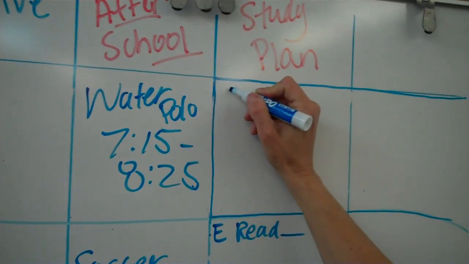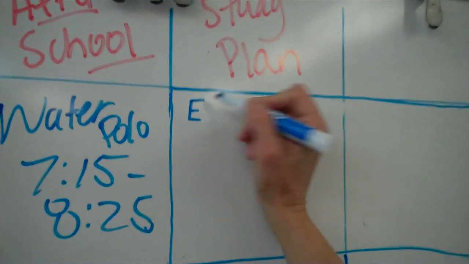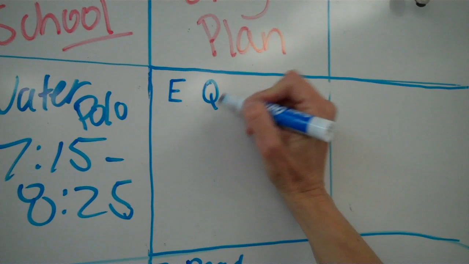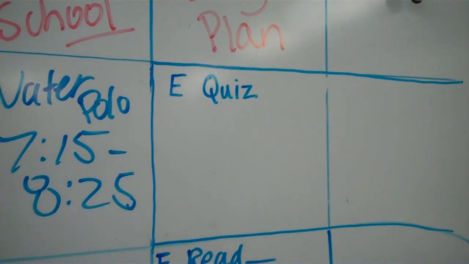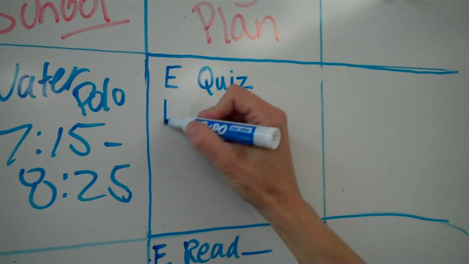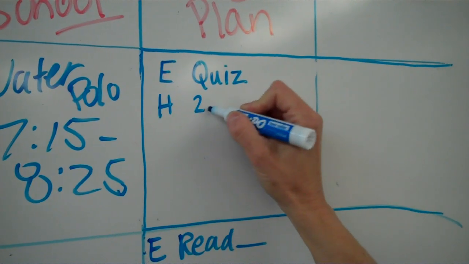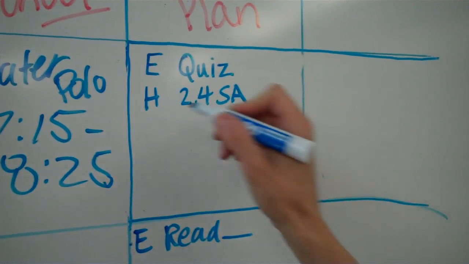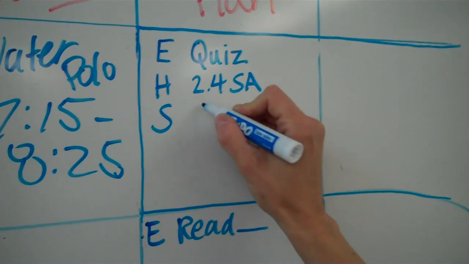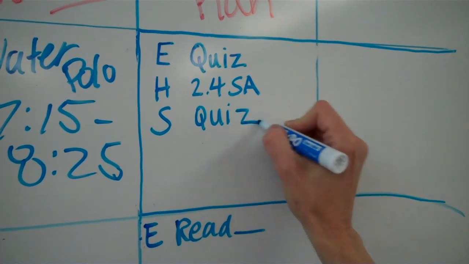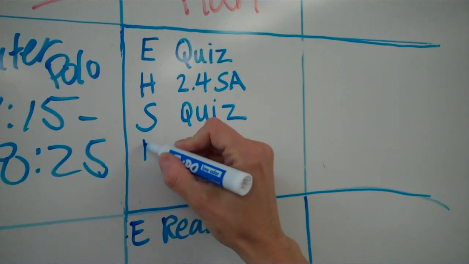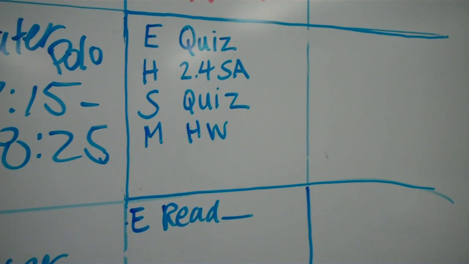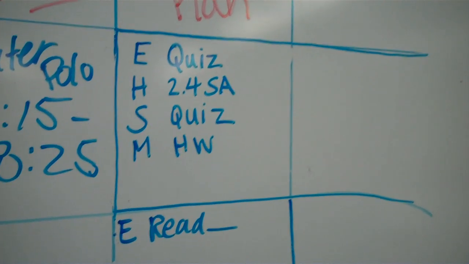You start by writing the letter of the class that you know you have work for. So E is for English, and I'm writing the word quiz. Then I look down the column and I see that I have history, and I have the 2.4 section assessment. So I'm just going to write 2.4 SA. Then next I have science, and that is also a quiz. And then the last thing I have is pre-algebra, so I'm going to write M for math, and I'm going to write HW, which just stands for homework problems that I have due that night.